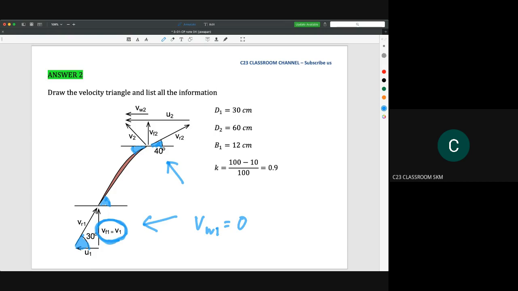So then we list down all the parameters stated in the question. So all of this is for inlet here. So we have D1 is 30 centimeter, D2 is 60 centimeters, B1 is 12 centimeters, and then we have the value of K, which is 0.9. Okay, so after you list all the parameters and then you draw your velocity triangle as shown in this figure.